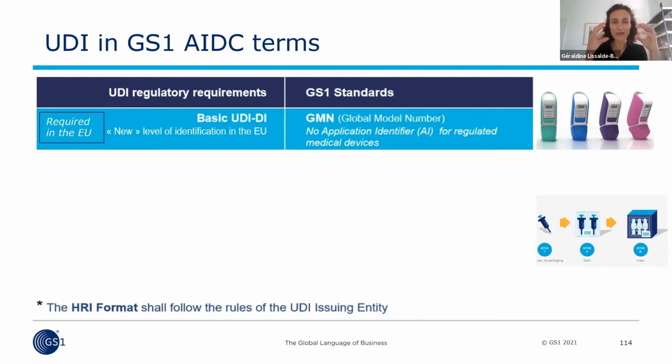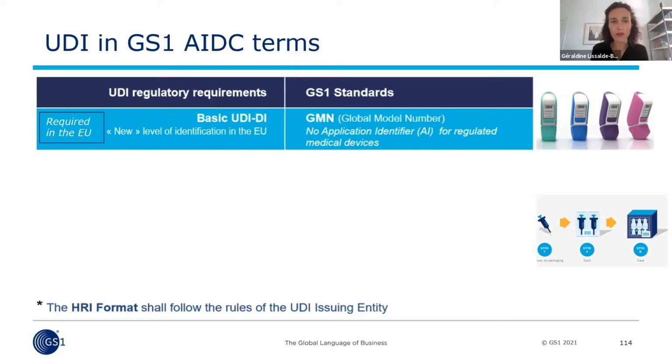So I will ask you to close your eyes and to imagine that the next part on the left side, so the UDI regulatory requirements, would be the UDI-DI. And the UDI-DI in the GS1 translation is the GTIN. That's the common identifier which is used in GS1 to identify a trade item.